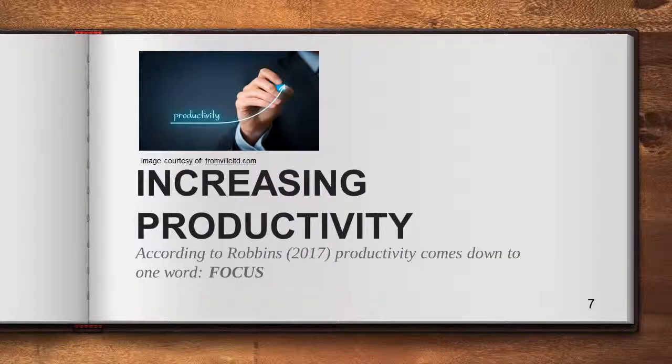The research into productivity is overwhelmingly clear. Greater productivity is achieved by one simple thing: focus. According to Robbins, there are two types of focus needed to master productivity: managing distractions and focusing on what is truly important in the big picture.